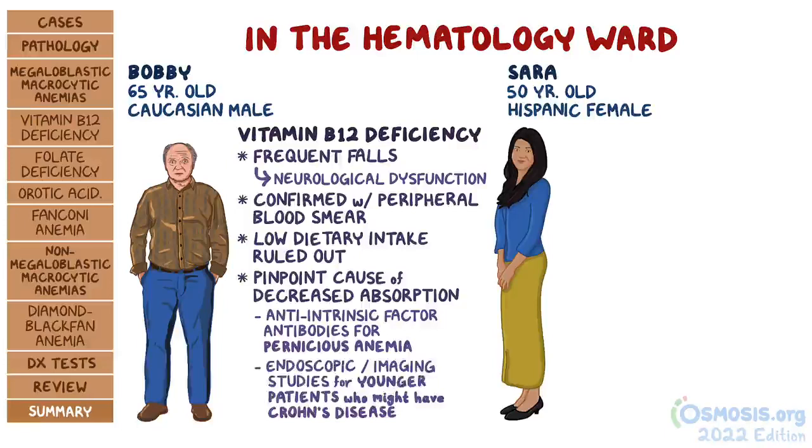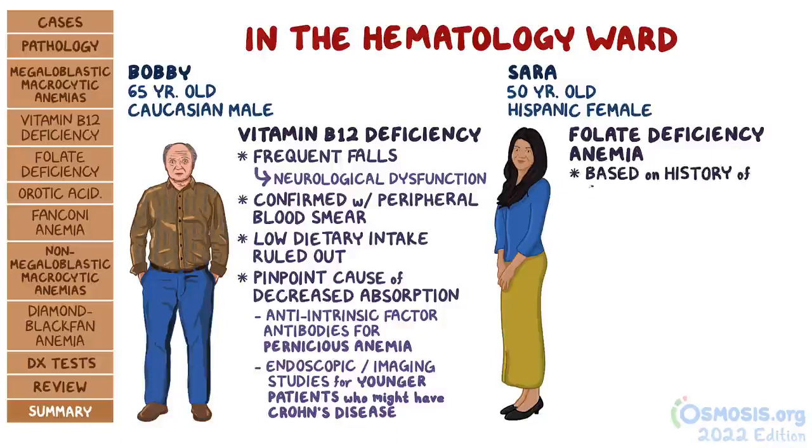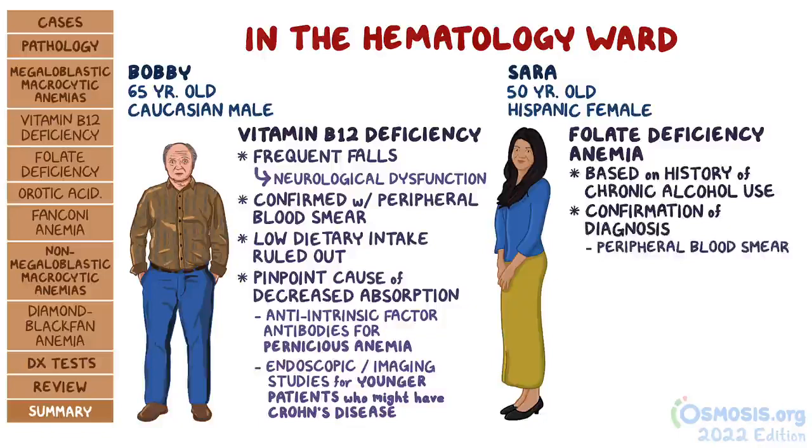Meanwhile, Sarah probably has folate deficiency anemia, based on her history of chronic alcohol use. Confirmation of the diagnosis can be done with peripheral blood smear findings, along with homocysteine and methylmalonic acid levels.